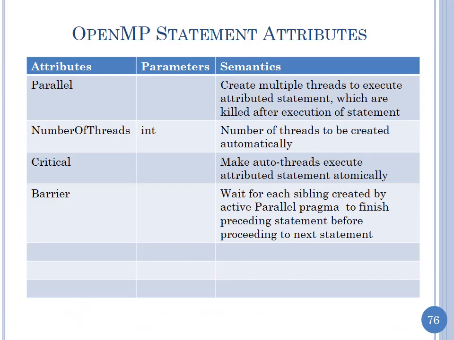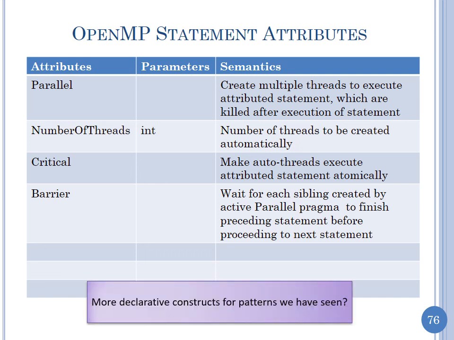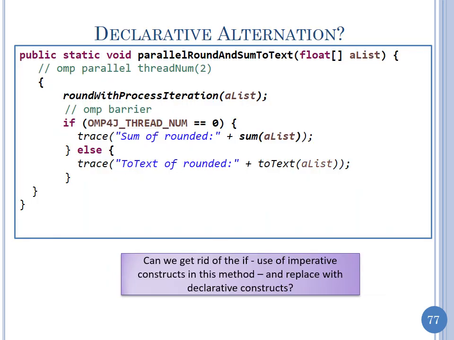Okay, so our list is growing. We have critical, we have barrier, we have those 2 constructs, so we are understanding OMP better and better. So the question is, what other declarative constructs do we need? We have 3 minutes, and I think we can do this in 3 minutes.